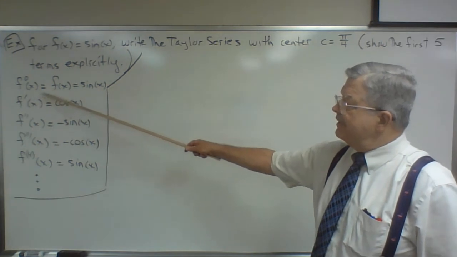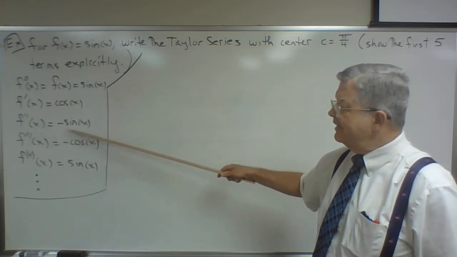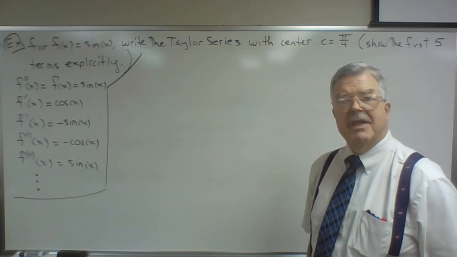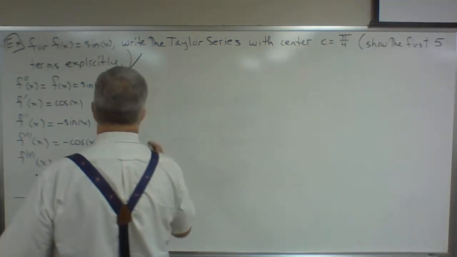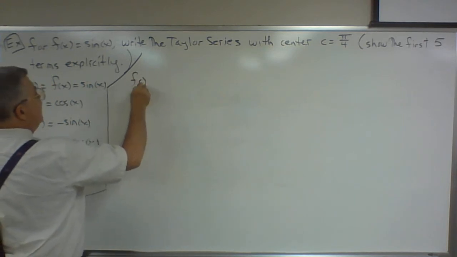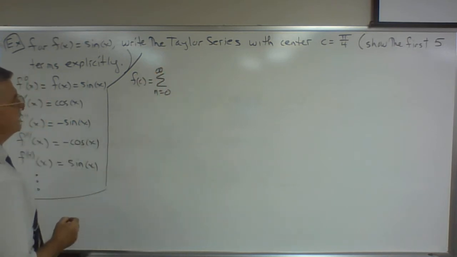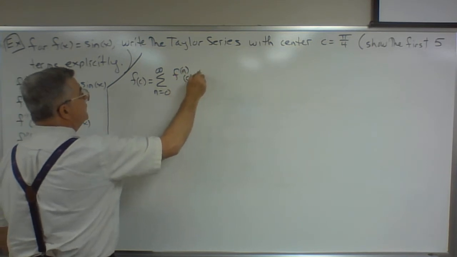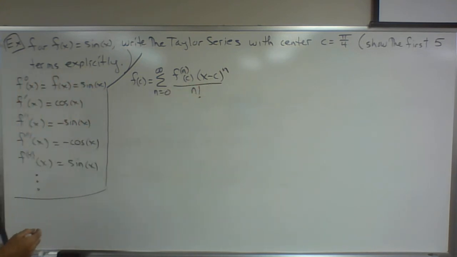So zeroth derivative is just f of x, that's sine of x. First derivative is cosine, second derivative is negative sine. Third derivative is negative cosine, fourth derivative is sine x, and so forth. Now let's write down our Taylor series formula. f of x is the sum from n equals 0 to infinity of the nth derivative evaluated at c, x minus c to the n over n factorial.